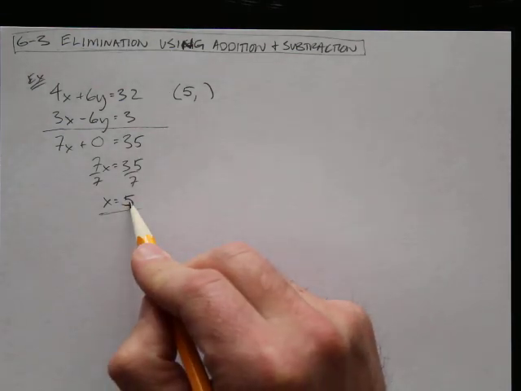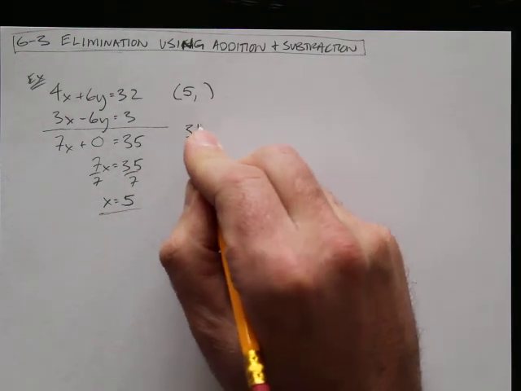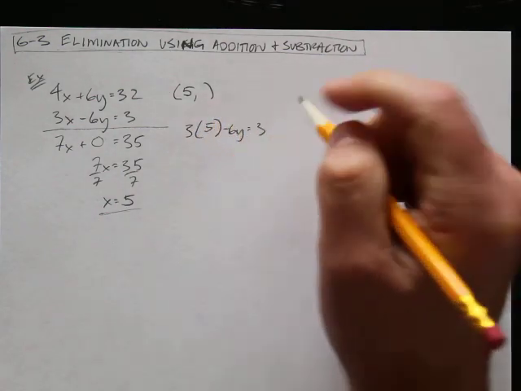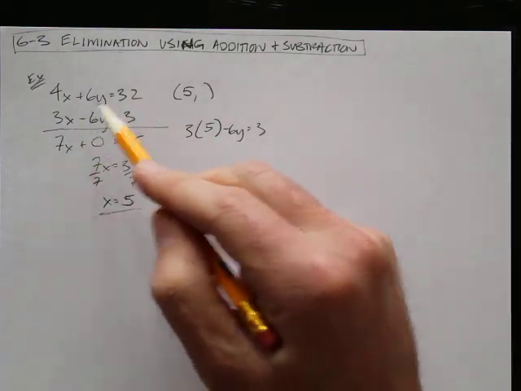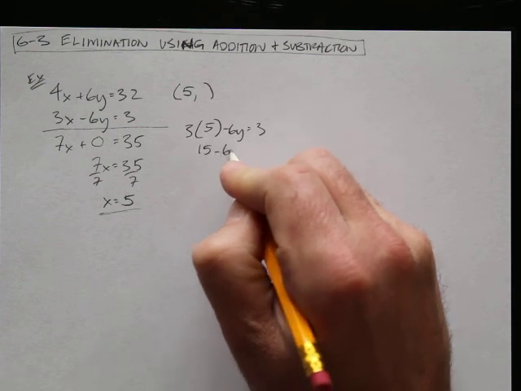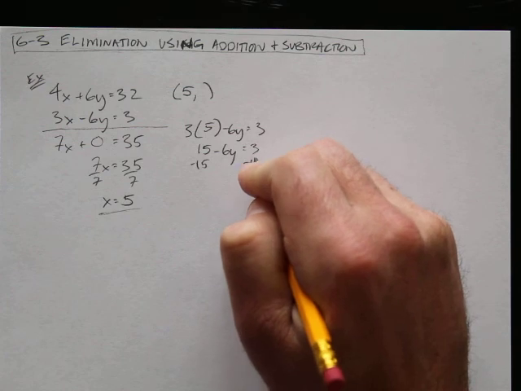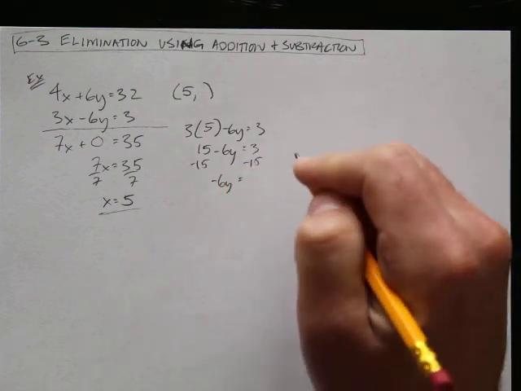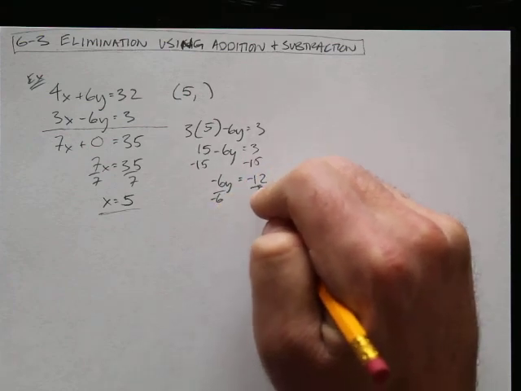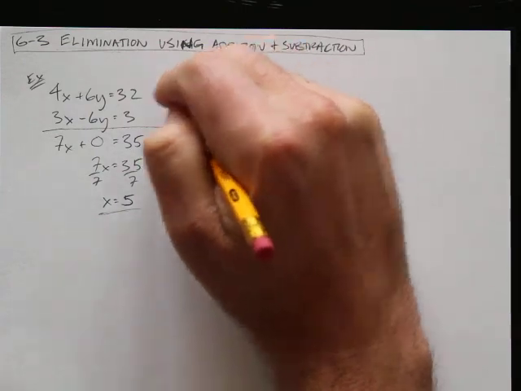So I'm going to plug x into, let's do this bottom one here. So 3 times 5 minus 6y equals 3. Doesn't matter which one I choose. I should still come up with the same y value. 15 minus 6y equals 3. Subtract 15 from both sides. Negative 6y equals negative 12. Divide both sides by negative 6. Y equals positive 2. There's my answer.